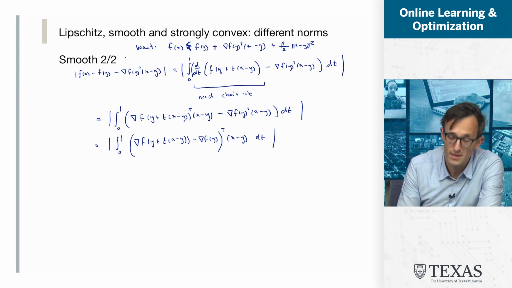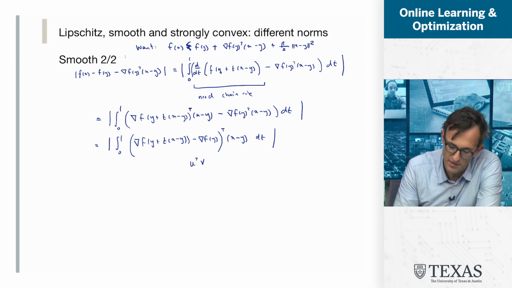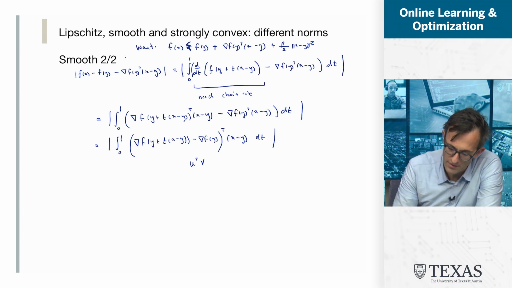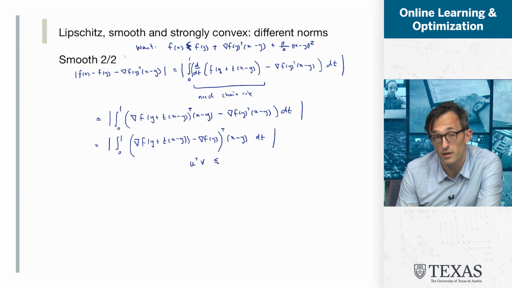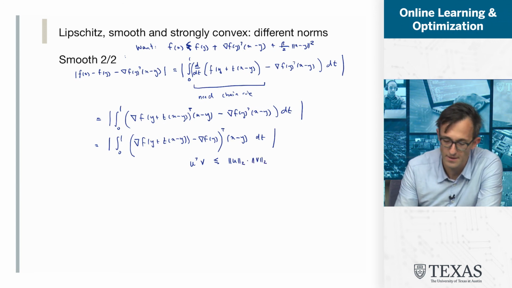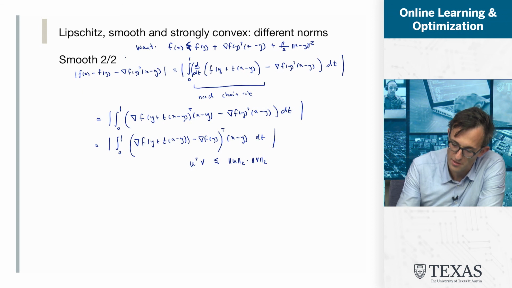Remember this, what is this? This is just u transpose v, our old friend the dot product. And when we have a dot product, we can upper bound it using, again, we're not going to use Cauchy-Schwarz. Cauchy-Schwarz would tell us that this is upper bounded by the 2 norm of u and the 2 norm of v, but we don't want that. We're going to use what's called Hölder's inequality.